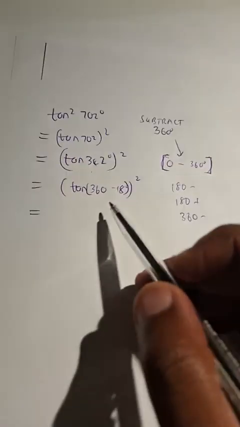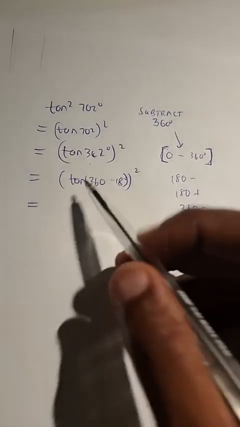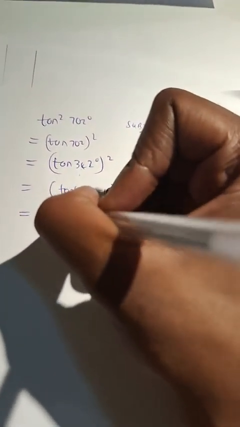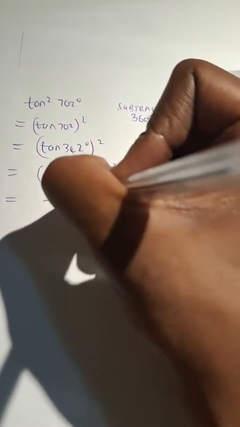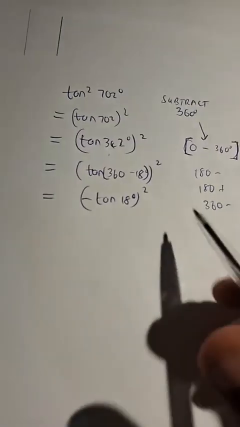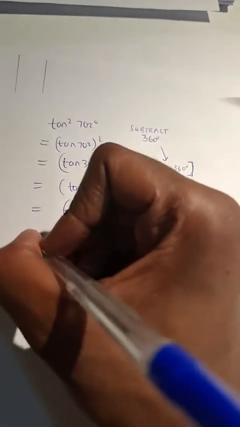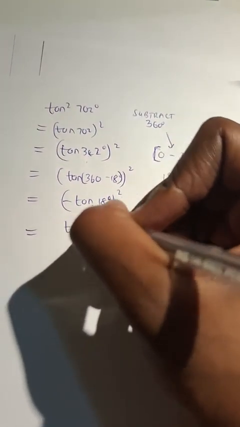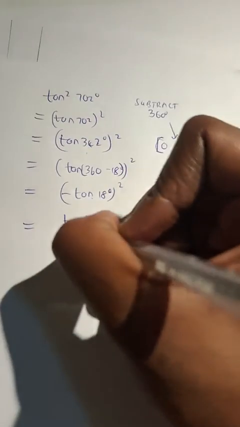Then 360 minus is in the fourth quadrant. How is tan? Tan is negative. So it's negative tan 18 degrees, that is squared. But then when you apply the square, what happens? It becomes tan squared 18.